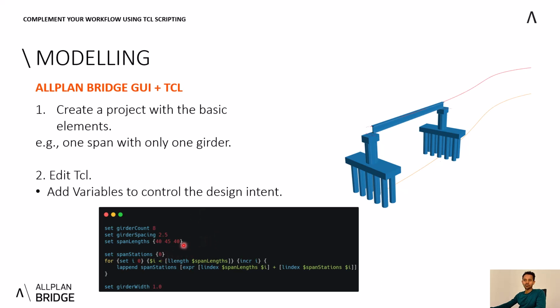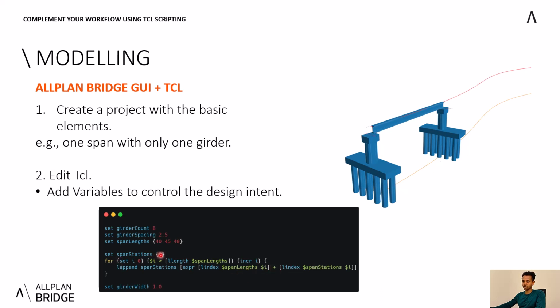From these three, what we are doing here is calculating the span stations. We want to calculate the stations of each span, or the stations of each pier. So here we have station 0, station 40, station 85, station 125. For that we used a loop statement to compute the stations. We start from 40, so from the span lengths, I0, the index of 0, start with 40 here, and add it from this one.